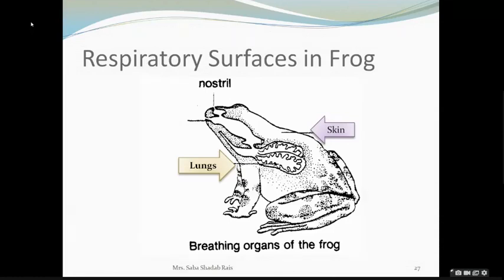Now, a little bit about the lung. They are a pair of thin-walled sacs which are connected to the mouth through an opening. The opening is called the glottis. The glottis is present in humans also. Now see why this glottis is present.